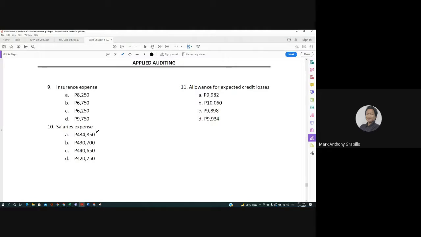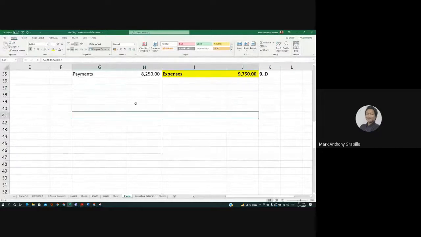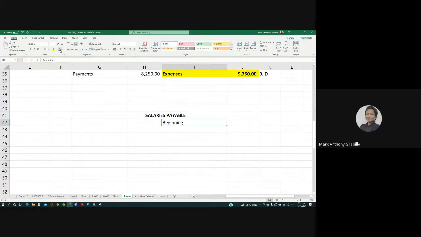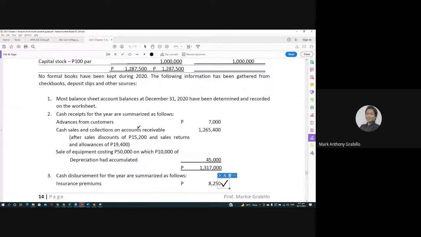Number 10, salaries expense. What will be the best T account to use to compute for the salaries expense? Salaries payable. That's correct. What is the normal balance of salaries payable? Credit. So the beginning balance is on the credit side, and we put the ending balance on the debit side. How does salaries payable increase? When there is an expense. It decreases when there are payments.